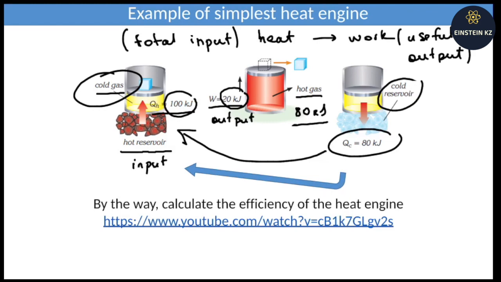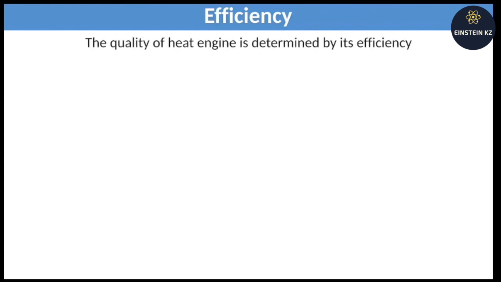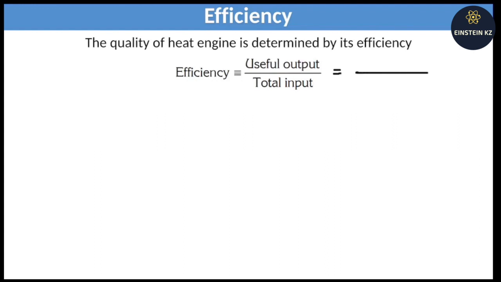Here you have to know that our input is the heat taken from the hot reservoir and our output is the useful work. The quality of a heat engine is determined by its efficiency. Efficiency is useful output divided by total input. Useful output is work done by the system, not on the system, and the total input is heat taken.